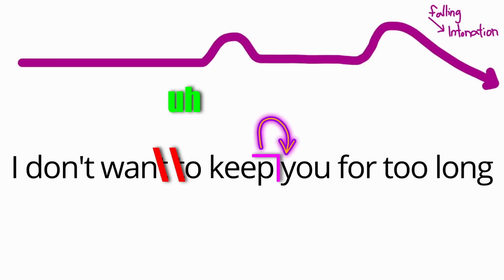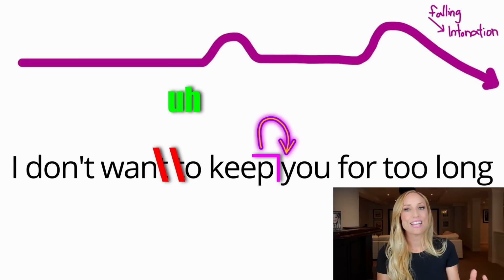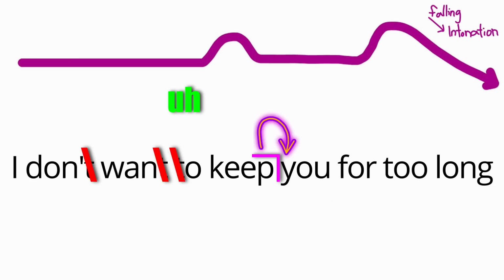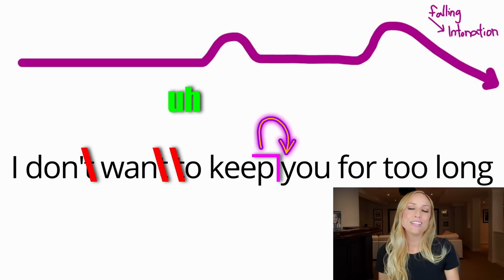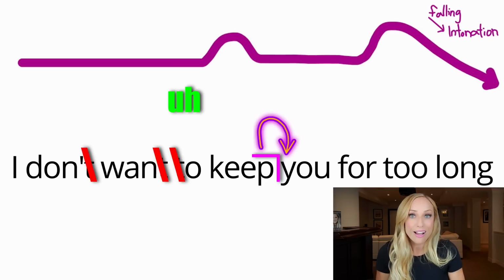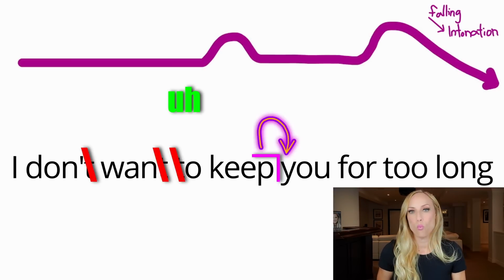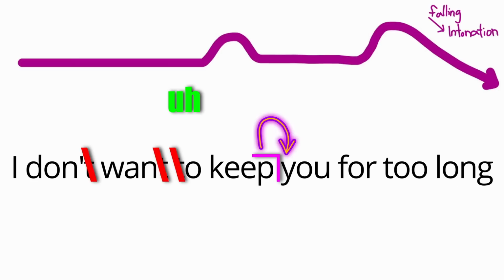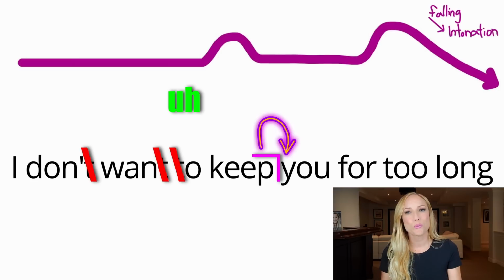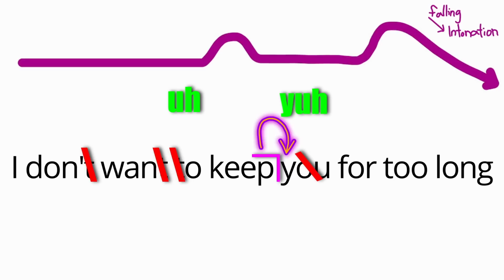I don't want to keep you for too long. The T in an NT blend, don't, is deleted. Don't. I don't want to keep you for too long. The T in the NT blend, want, is deleted, and as the to is reduced to ta, the result is wanna. I don't want to keep you for too long. You reduces to ya when it's unstressed.